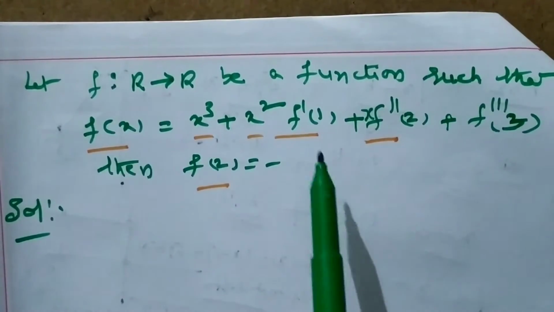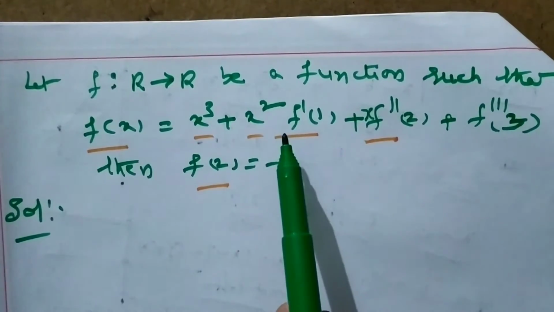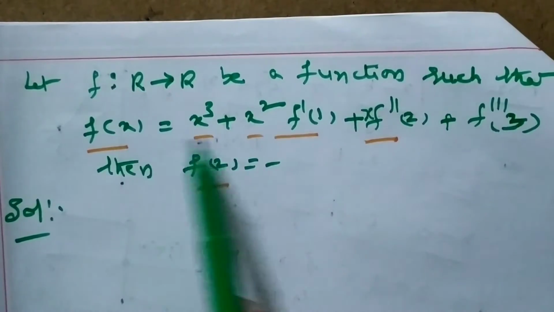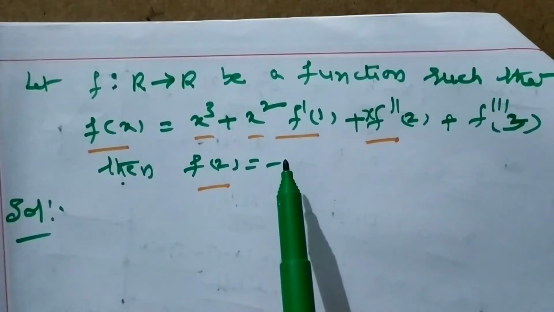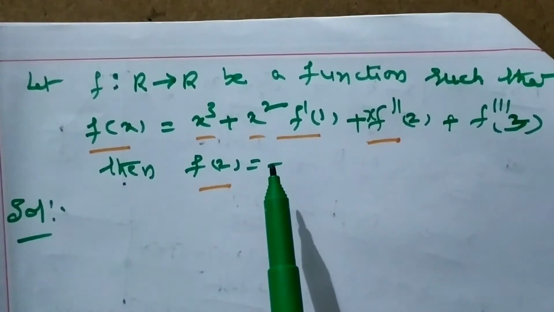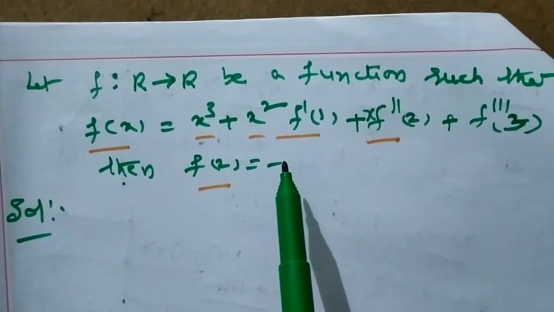How is it possible? When do we find f'? Whenever we know f(x). So the parent equation should be differentiable. By differentiating the given parent equation, we may be able to find out f(x). So let's try.